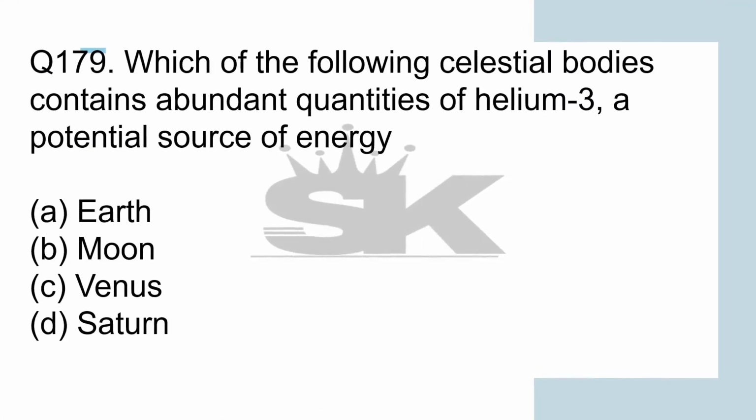Which of the following celestial bodies contains abundant quantities of helium-3, a potential source of energy? Okay. The moon has been bombarded with large quantities of helium-3 by the solar wind. It is thought that this isotope could provide safer nuclear energy in a fusion reactor, since it is not radioactive and would not produce dangerous waste products. Okay.